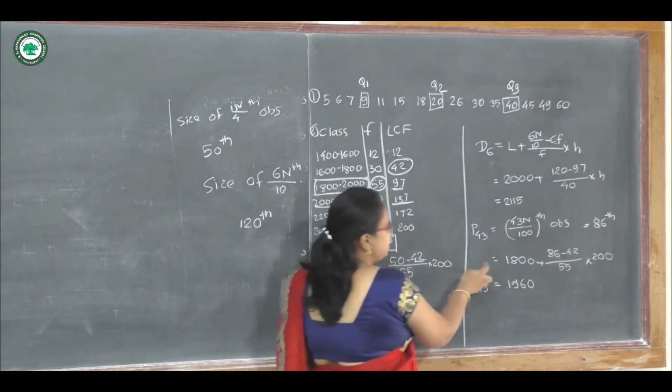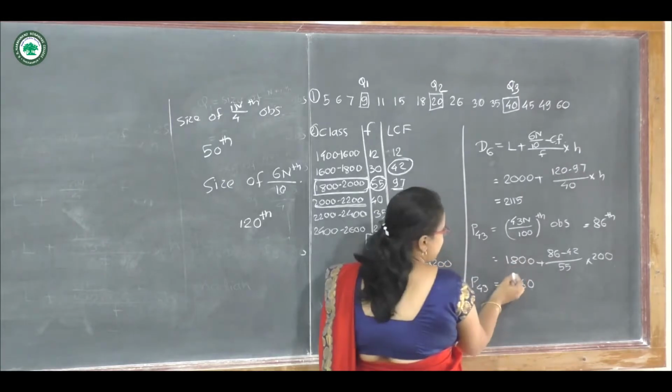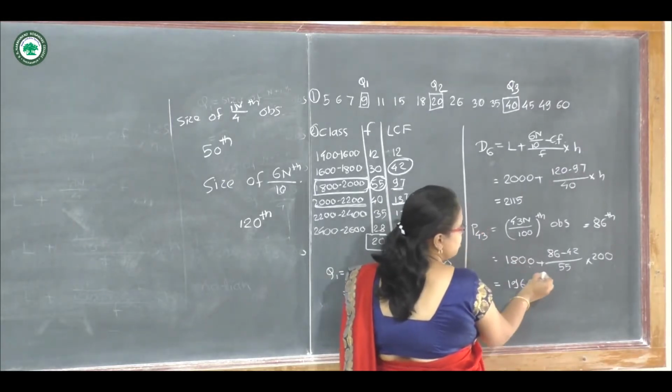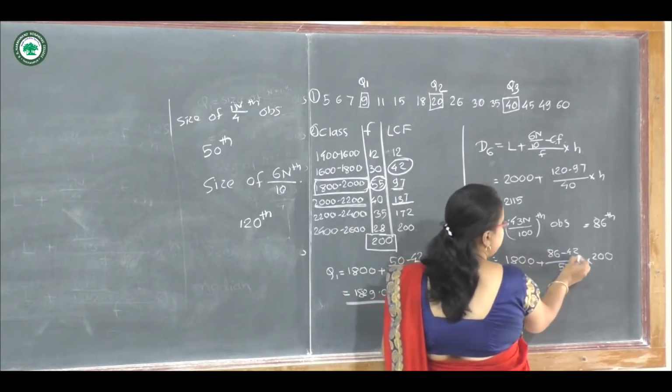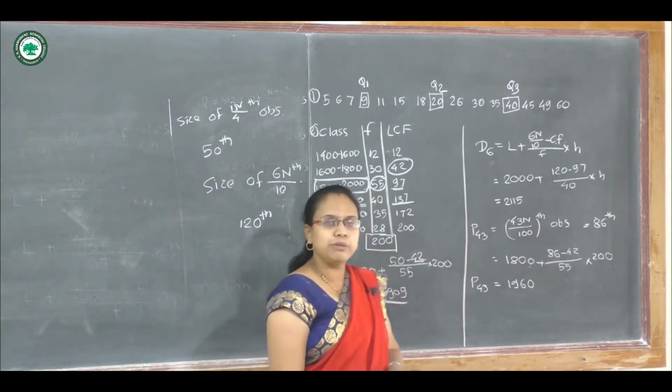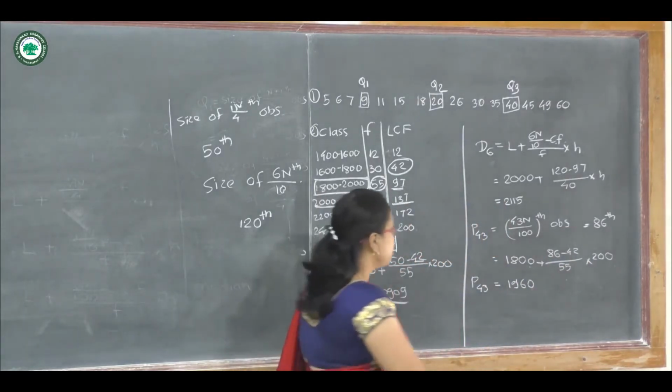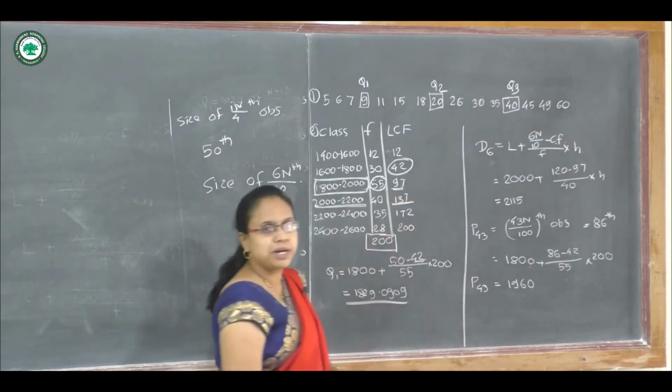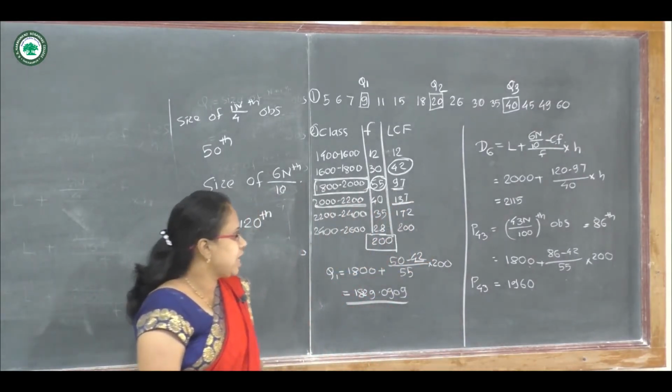Here I have written the formula. This is the lower limit 1800, plus 86 minus 42 upon 55 into 200. By substituting all these values, we will get the 43rd percentile, which is 1960.